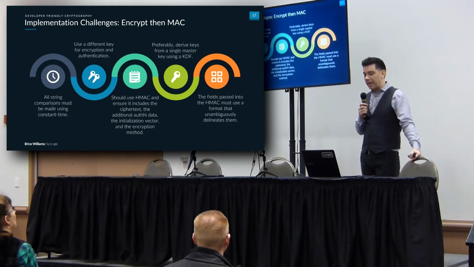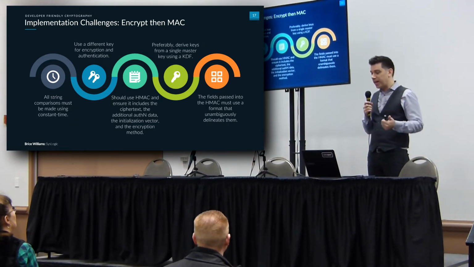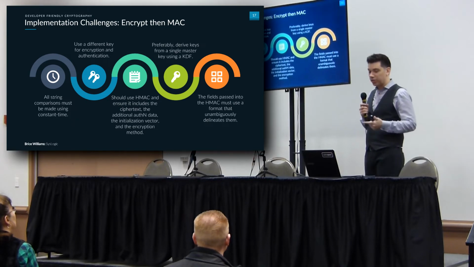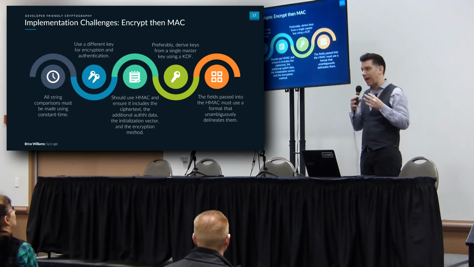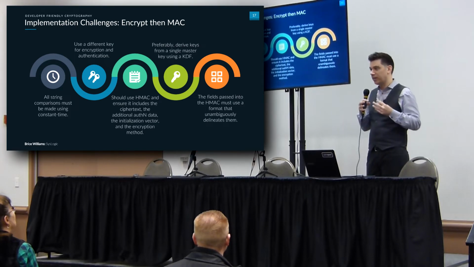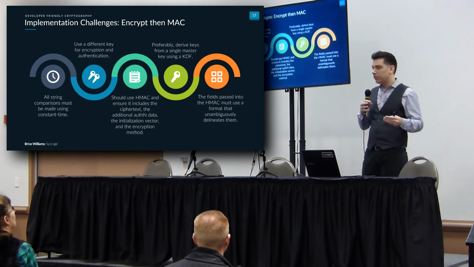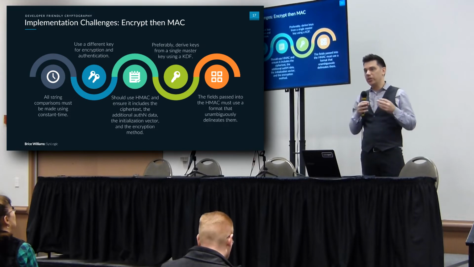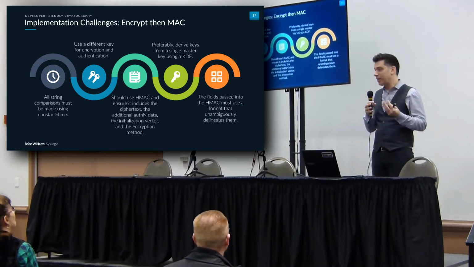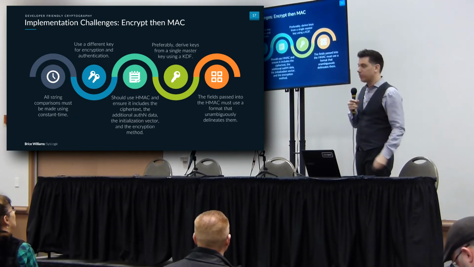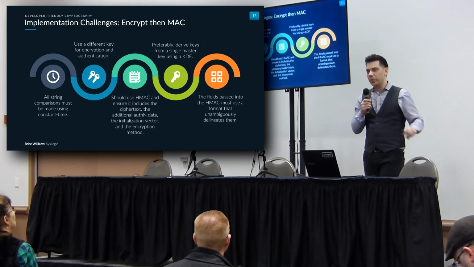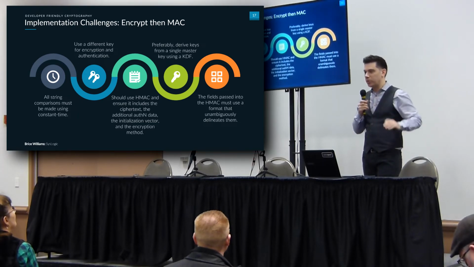You definitely have to use an HMAC and ensure it includes the ciphertext, your additional authentication data, the initialization vector, and the encryption method. All of those have to be packaged inside the HMAC. And those fields passed in the HMAC must use a format that unambiguously delineates them. If you leave out one of those fields, or if you don't use a correct format, you essentially are introducing a weakness, and you don't necessarily realize it because this isn't your bread and butter. I've seen so many examples of these where well-meaning developers know they need to go down this path of authenticated encryption, but they try and put all this together, and admittedly, it's complicated.